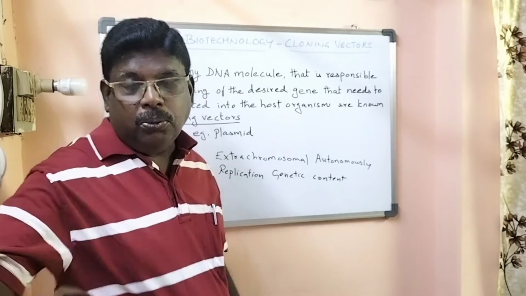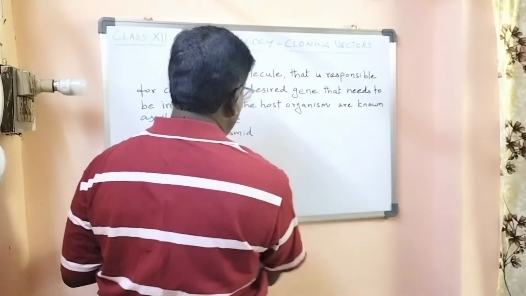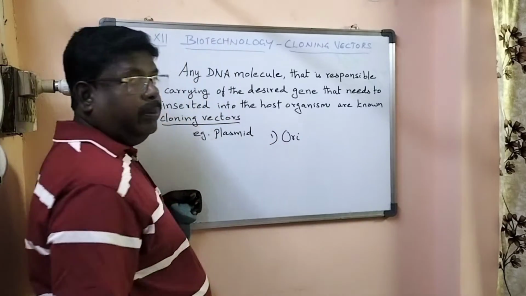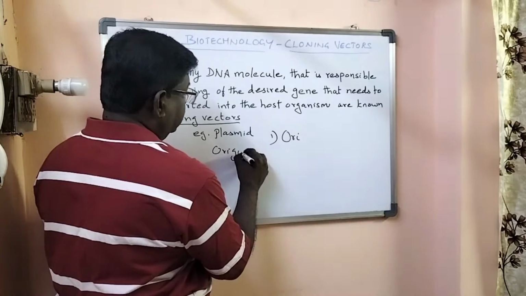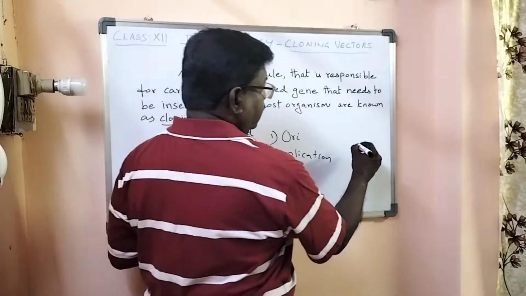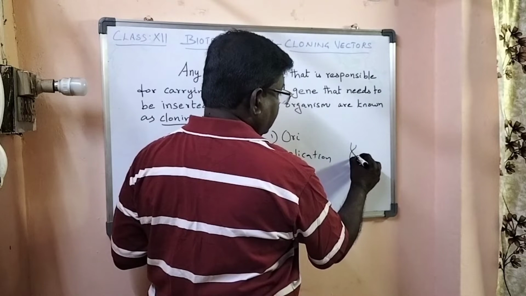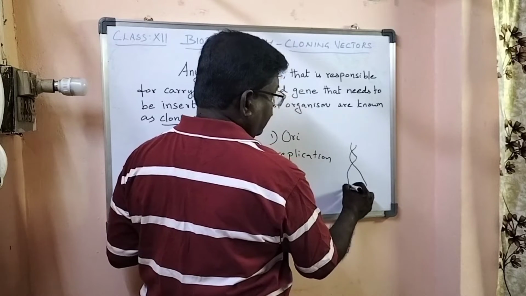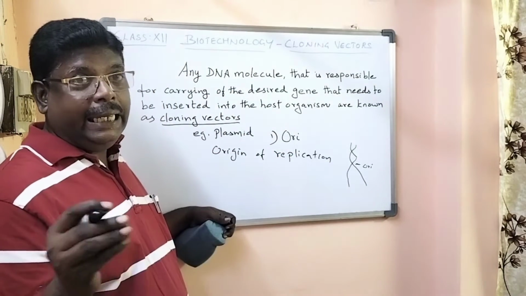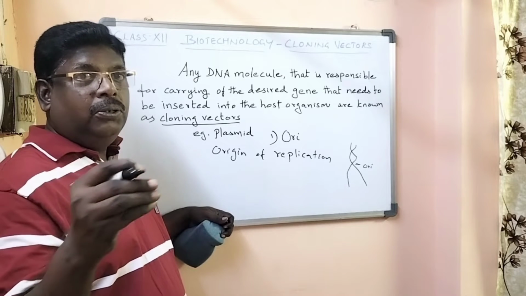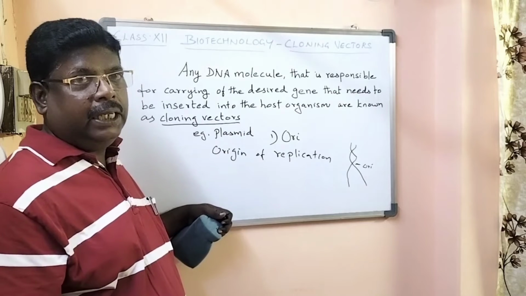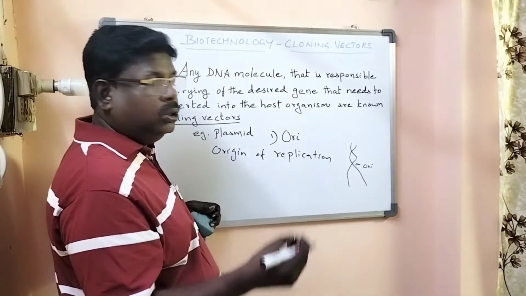And a plasmid will contain two important things. Number one, ORI. ORI means origin of replication. So you know that DNA replicates. This particular site is called ORI. So ORI is the site of replication as the new desired gene enters the host organism.